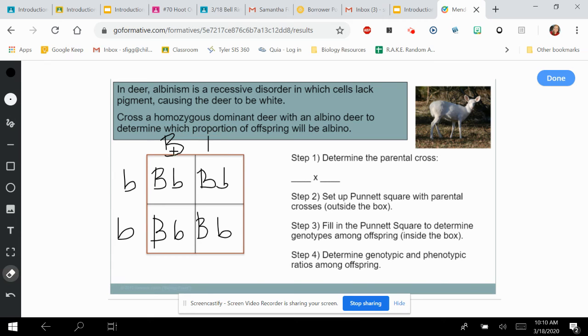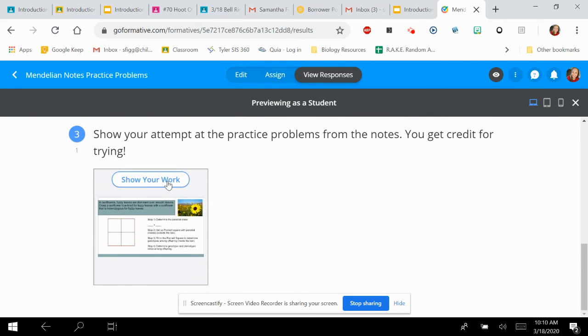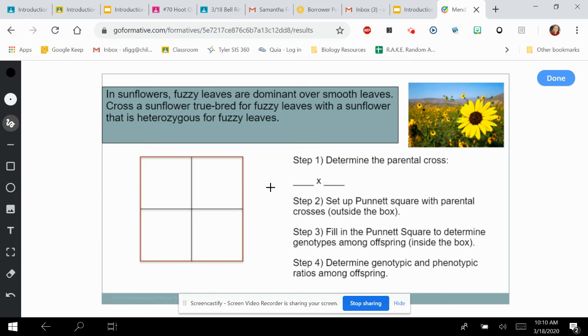All right, let's run the last one and get this erased. And then the last one says, in sunflowers, fuzzy leaves are dominant over smooth leaves. Cross a sunflower true bred for fuzzy leaves with a sunflower that is heterozygous for fuzzy leaves. So true bred means that it will only ever produce fuzzy leaves, and fuzzy leaves are dominant. So that means, I'm going to use F's again because fuzzy is dominant. That means that your true bred must be big F. And then your heterozygote must be big F, little f, because that's what it means to be a heterozygote.